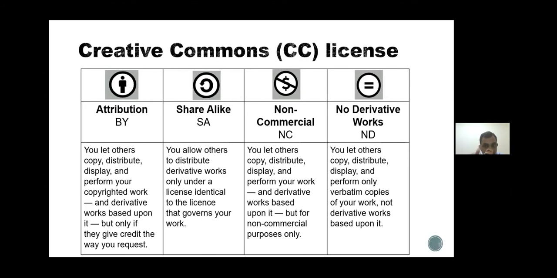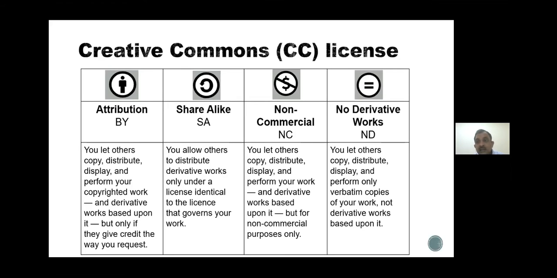If the NC symbol is there, it means that the material which you develop can be used for copying, distributing, displaying, and deriving, but you cannot make money out of it. It means you cannot publish it in a book and ask the publisher for money. You cannot sell it, right? So if the NC symbol is there, it restricts you from commercial use. But if the symbol is not there, it allows you even commercial use too.